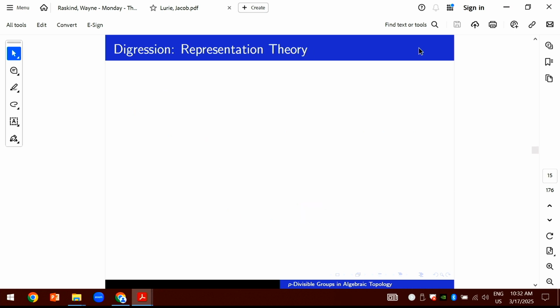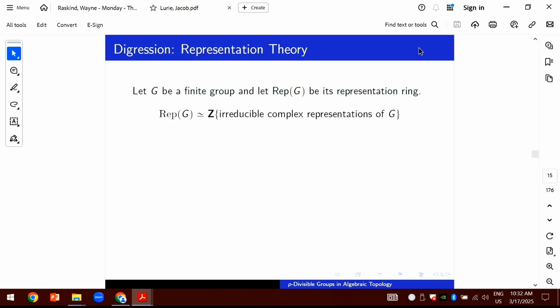OK, now I want to change the subject. So let's say G is a finite group. And let's say we're interested in complex representations of G. So I'm going to let Rep(G) denote the representation ring of G. That's just a free abelian group with one generator for every irreducible representation of G.